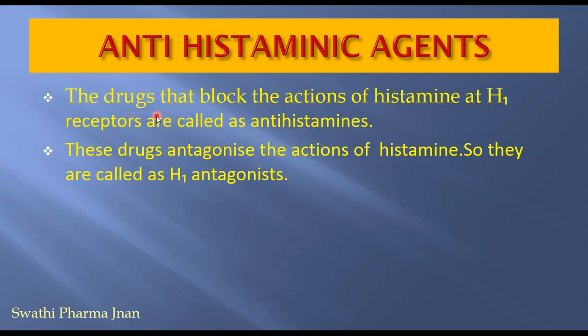So the drugs or chemical agents that block the actions of histamine at H1 receptors are called antihistaminic drugs. These drugs antagonize the actions of histamine. There are two terms, agonist and antagonist. Agonist means which will show the same action. Antagonist means which will show the opposite action or which will block the agonistic action. So these drugs will antagonize the actions of histamine, so they are called H1 antagonists. We can call them H1 blockers, H1 antagonists or antihistaminic drugs.